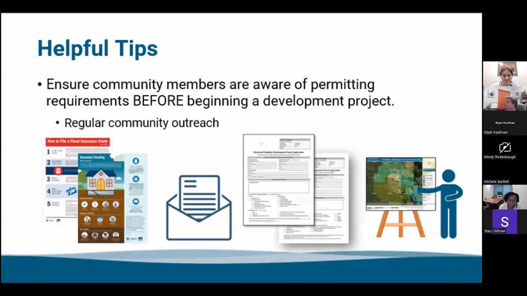So regular community outreach is very important. You can do this by sending out emails, postcards, or brochures, or you can teach classes to your community and make sure that they understand what a floodplain is, what the NFIP is, and all this information, so that when they even think about doing a new construction, they know exactly where they need to go for any help.